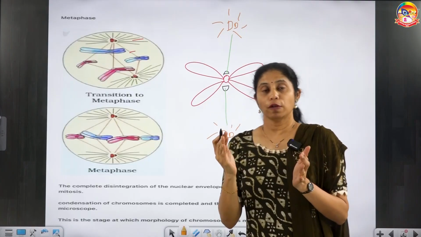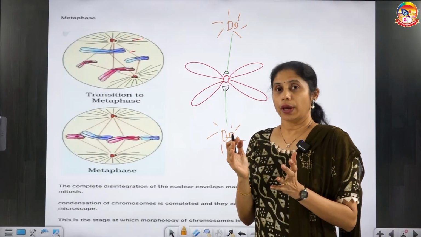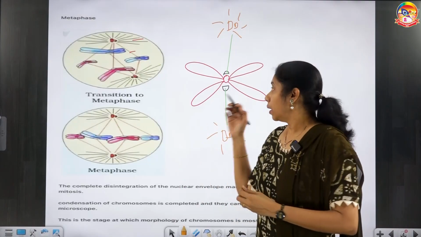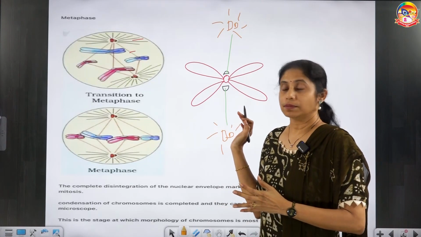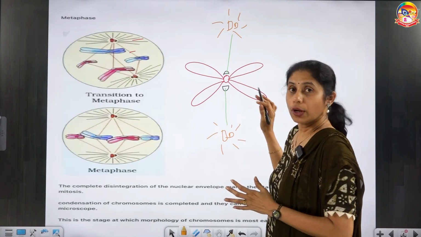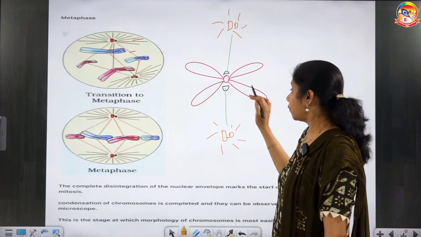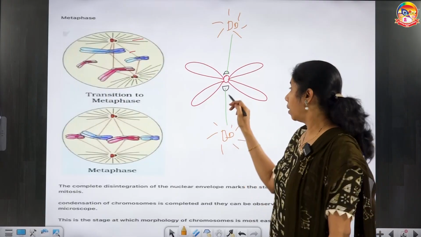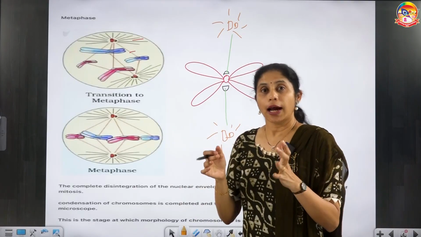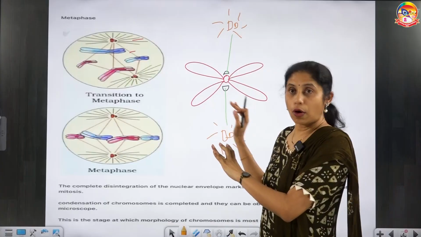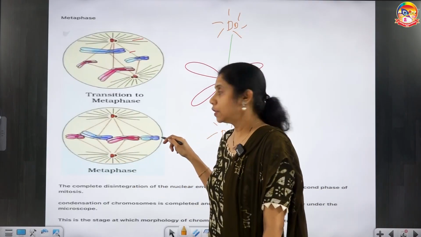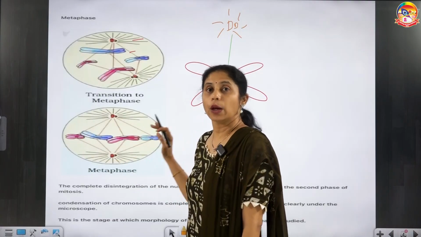So the attachment of kinetochores to the spindle fibers will happen here. Spindle fibers will be coming from both the poles and they will be connected to the kinetochores. After this attachment, these spindle fibers will undergo contraction and relaxation and they will bring all the chromosomes of that cell to the center of this cell. This is called the equator of this cell.